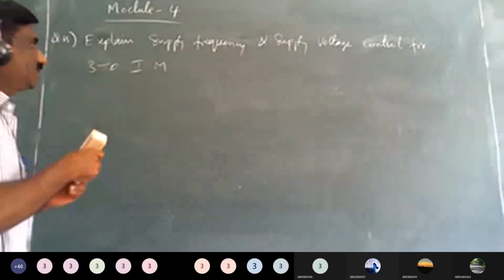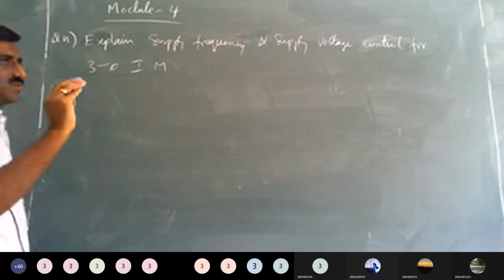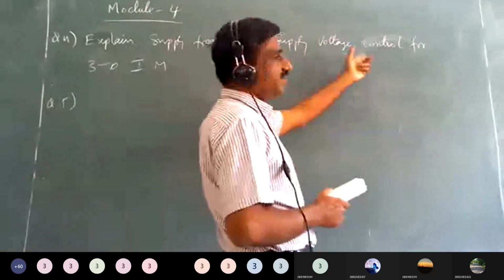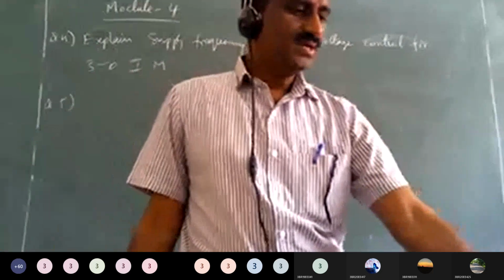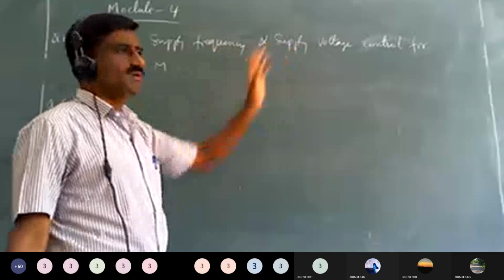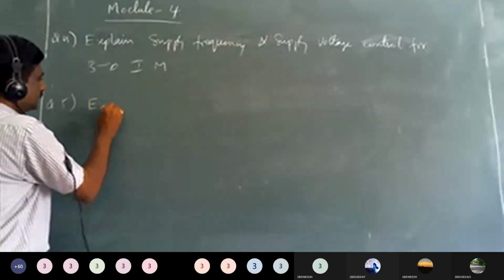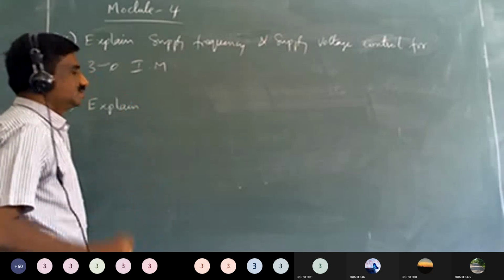No problems in this chapter, only theory part. Question number 5. First chapter, the 5 questions. Supply frequency control and supply voltage control. Only 2 methods are mentioned in the syllabus. One is the supply frequency control, the other supply voltage control. Last, explain the method from the rotor side.